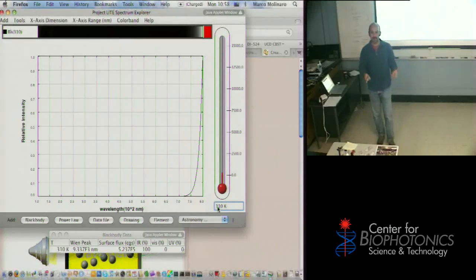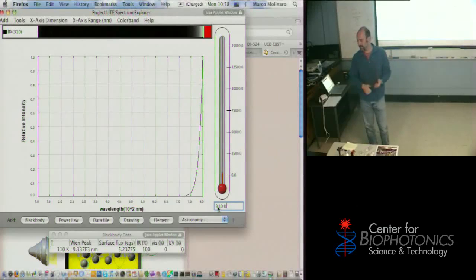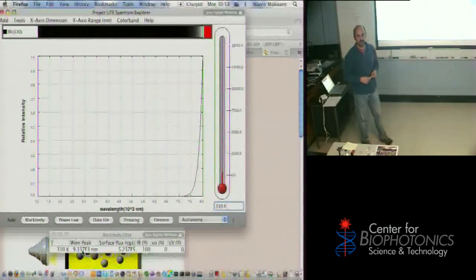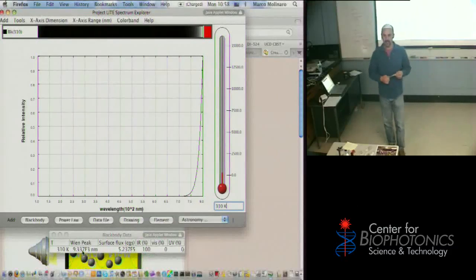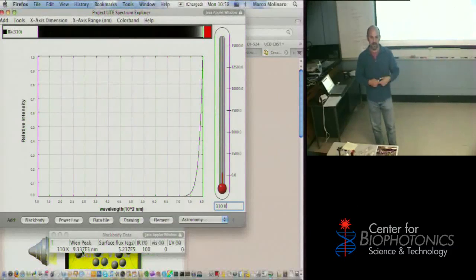We knew that, right? Because we can't see each other in pitch black. We don't emit any visible light. Now, this right here shows me where the peak is of our emission. It says 9.33 times 10 to the third nanometers. So 9,337 nanometers is where our peak of emission is. That's in the far infrared.